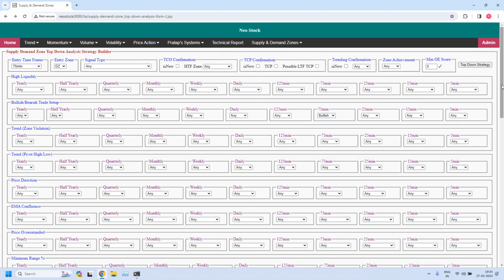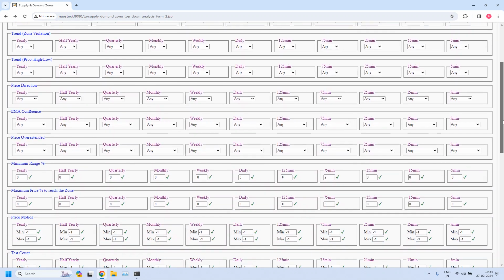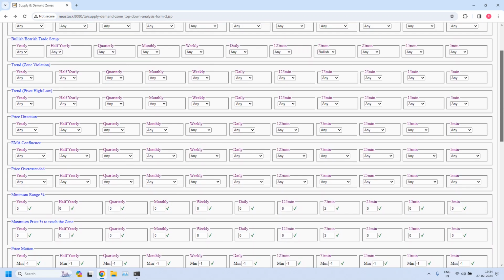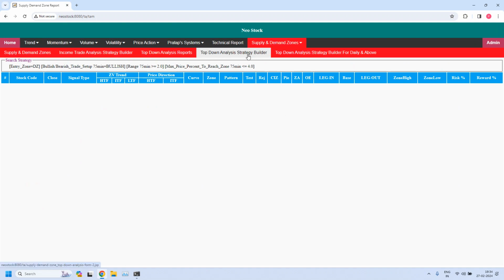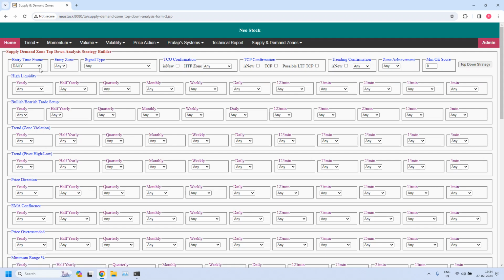And we will check whether any stocks are near 4% to the demand zone. Maximum price percent to reach the zone. No stocks. Something strange. What I do, I will remove all these filters. Once again, let me, something is wrong, that is what I am feeling. In general, you have to find stocks.